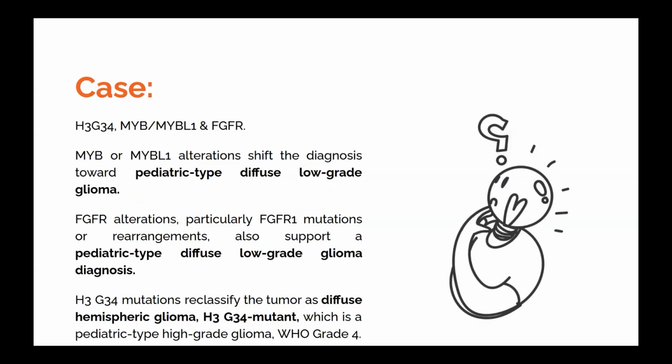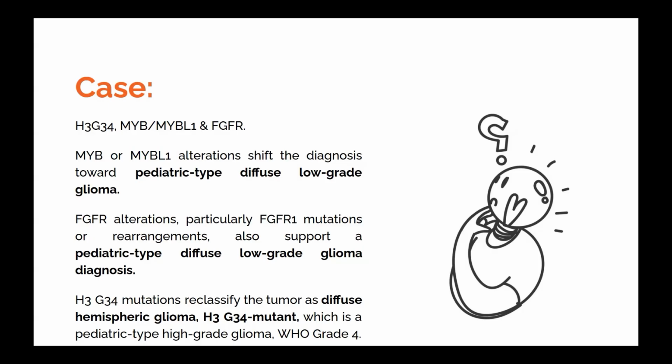Yes, we do get the MYB or MYBL1 testing done. We get the H3G34 testing done, and we get the FGFR testing done when the presenting patient is a teenager. Why? Because even if it is IDH wild type, if there are MYB or MYBL1 alterations, diagnosis is pediatric type diffuse low-grade glioma. If there is FGFR alterations in conjunction with IDH wild type, it is still a pediatric type diffuse low-grade glioma. But if in conjunction with IDH wild type, we have H3G34 mutants, then this is a grade 4 pediatric type high-grade glioma.